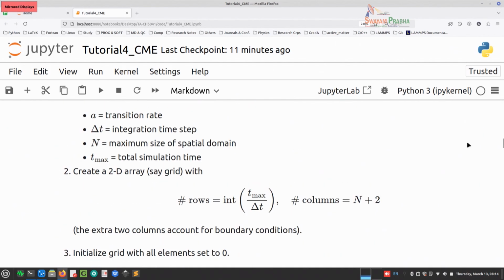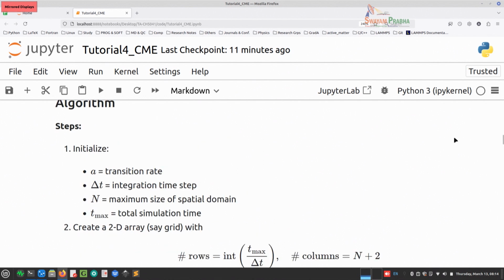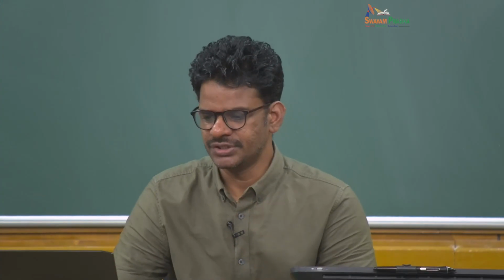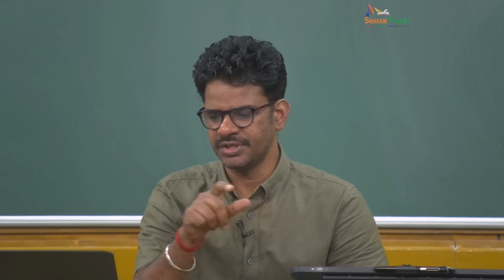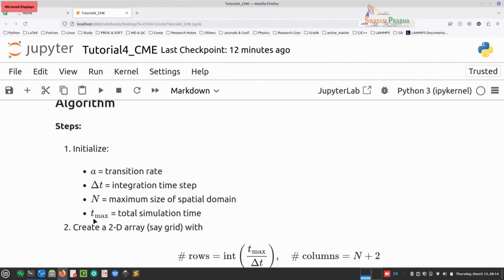If you want to write a numerical simulation algorithm, you need initialization. In this case, the parameter a has to be specified as a numerical value, and you may want to choose a particular time step delta t depending upon how coarse you want to run the simulations. Then n is the total length up to which you want to simulate, more like an x position. But here we have to remember that this spatial coordinate is discretized in some unit step length, and t max is how long you want to run the simulation. So these are the things that you need to specify before you initiate the algorithm.